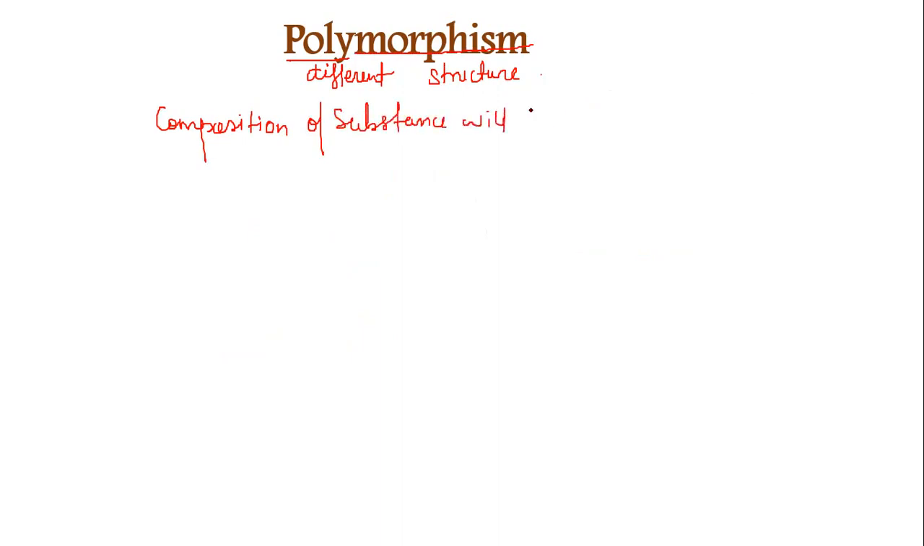Next is polymorphism. So polymorphism में क्या होता है? Poly itself says it is different and morphism यानी structure. They show different structure. Now composition of substance will be same. But structure will be different.